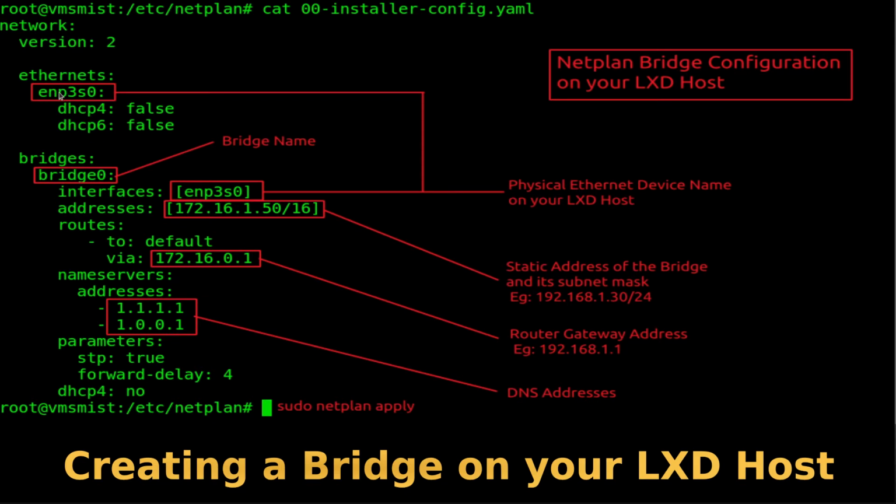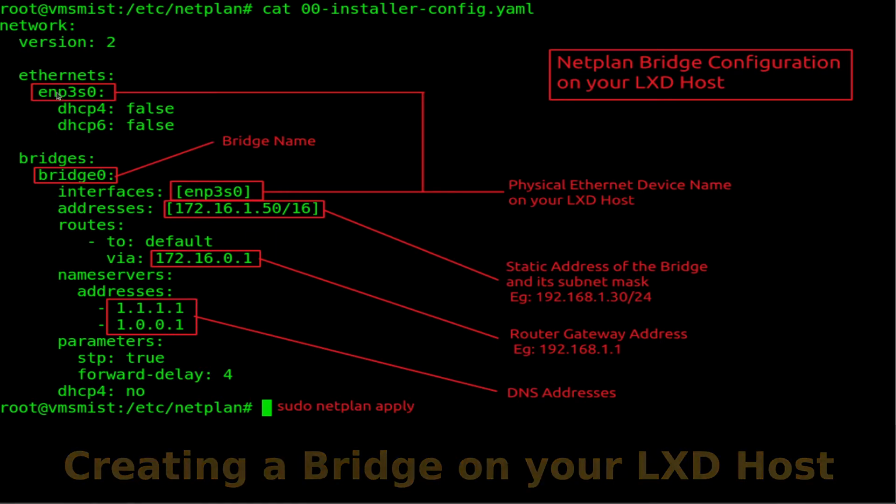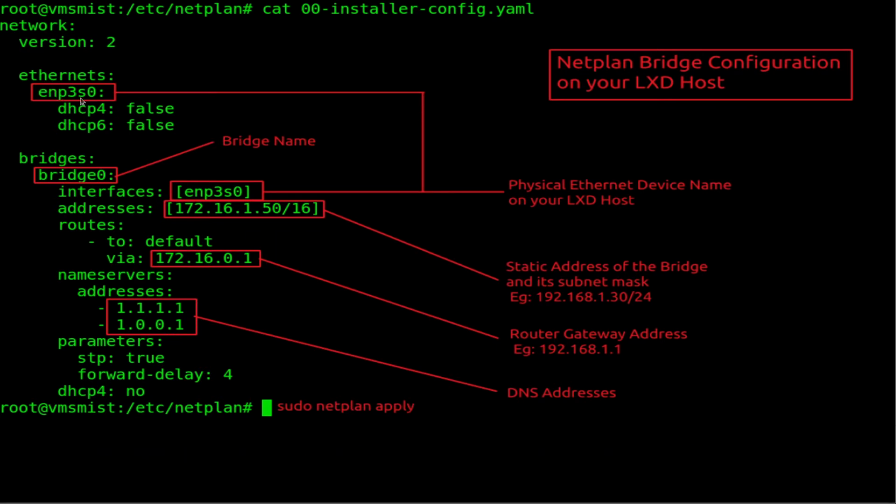To begin with, we have the name of our physical Ethernet controller, and we've talked about how to determine what that is, and that occurs in two places in the YAML file that I have here. It occurs in the Ethernet section, and it occurs in the bridges section. What we're setting out to do is create a bridge for our containers to get an address on the main LAN.